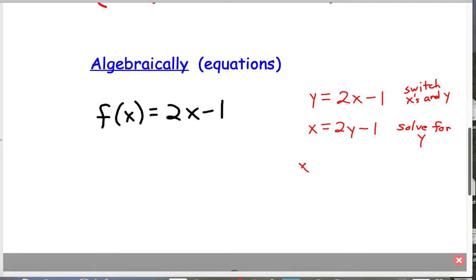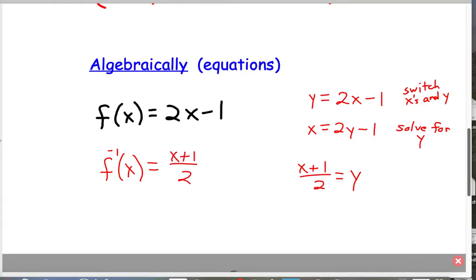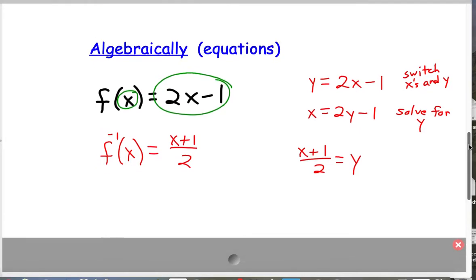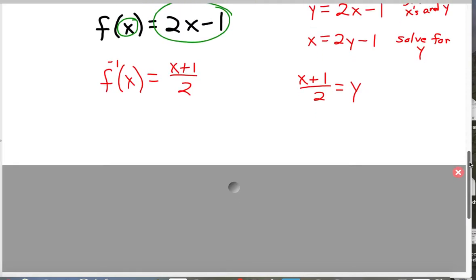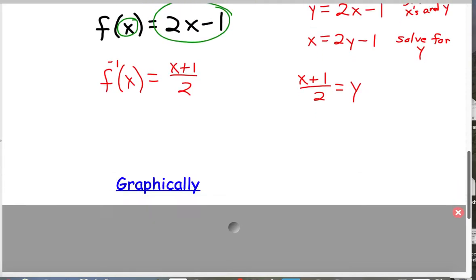And so when I solve this for y, I'll add 1 to both sides, and then I'll divide by 2. And that's going to be my inverse function. So f inverse of x is going to be (x plus 1) divided by 2. If you think in words what this function does, it takes the input and it multiplies it by 2 and then subtracts 1. So the opposite of that would be to add 1 first and then divide by 2. So we're doing the reverse operations in opposite order, in reverse order. Opposite operations in reverse order.